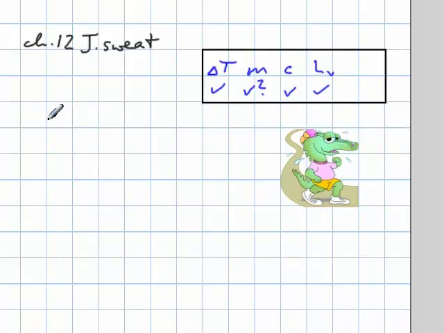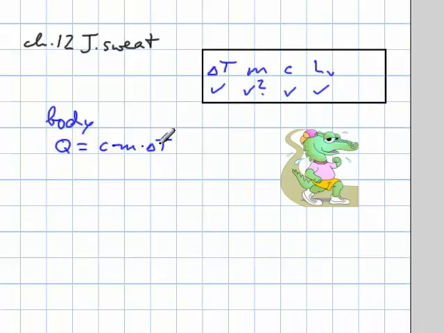Okay, for the body itself, we have that the amount of heat flow equals its specific heat capacity times the mass times the temperature difference. With all of these given, we could actually calculate how much heat the body is losing.